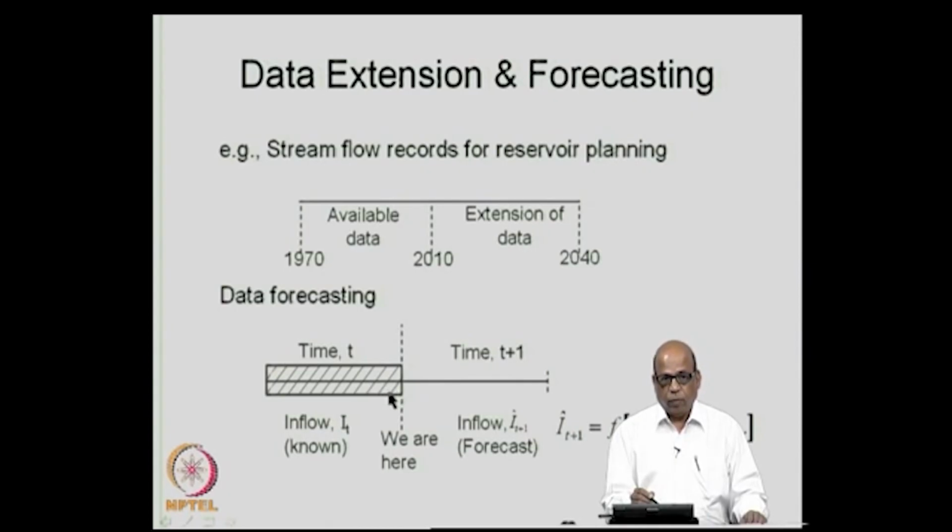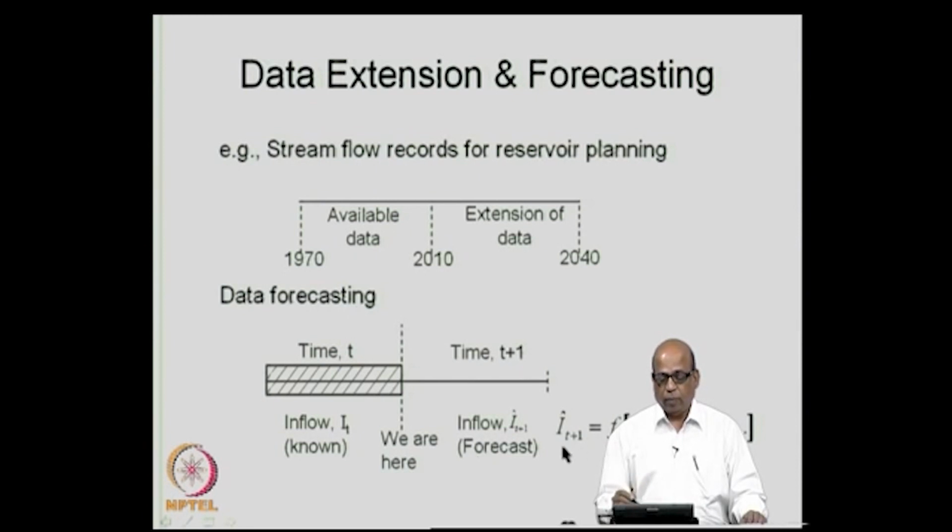Then we would like to forecast, standing at the end of June of a particular year, what is likely to happen during the next time period, which is next month, July. So, this is the problem of data forecasting.